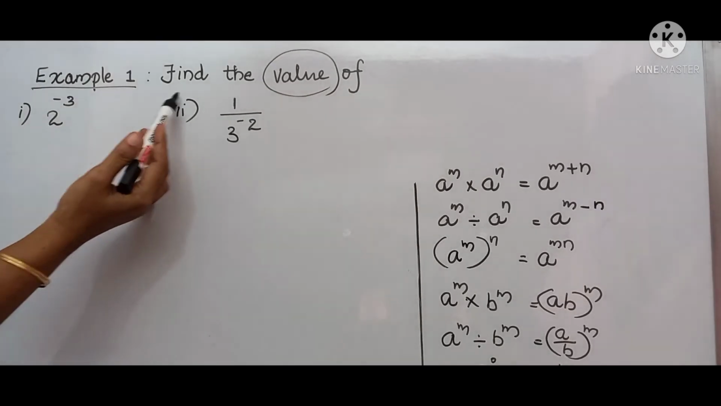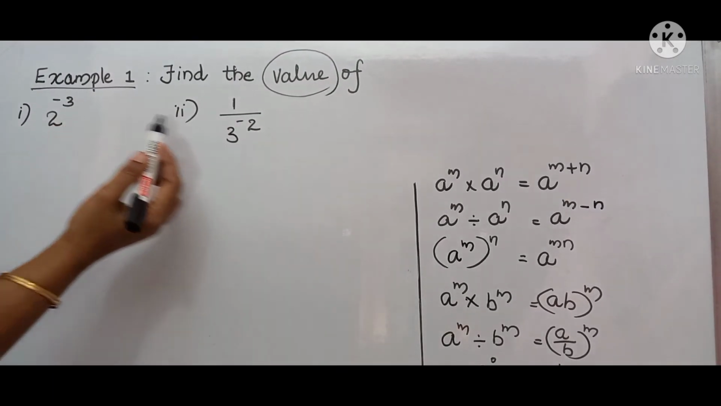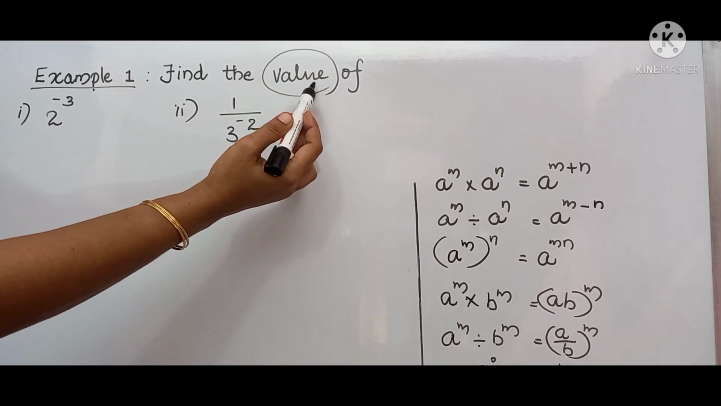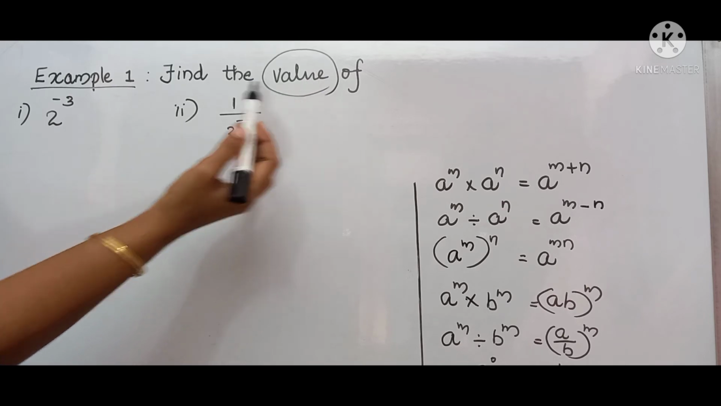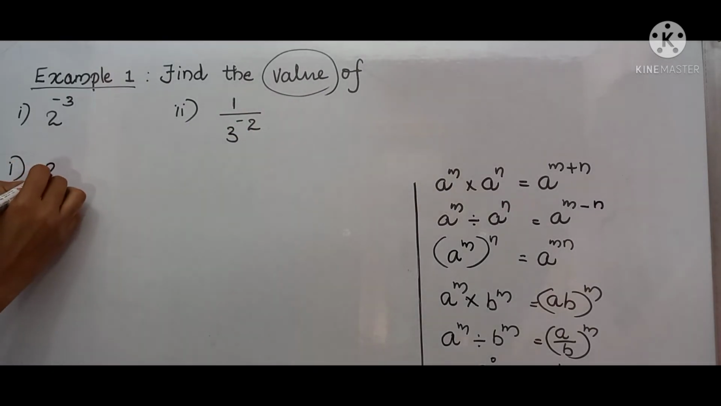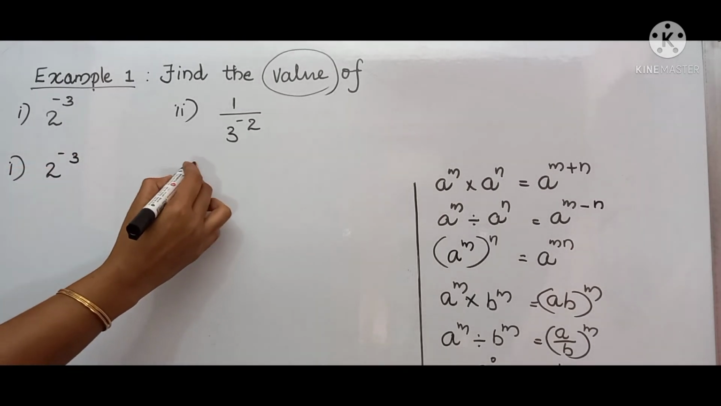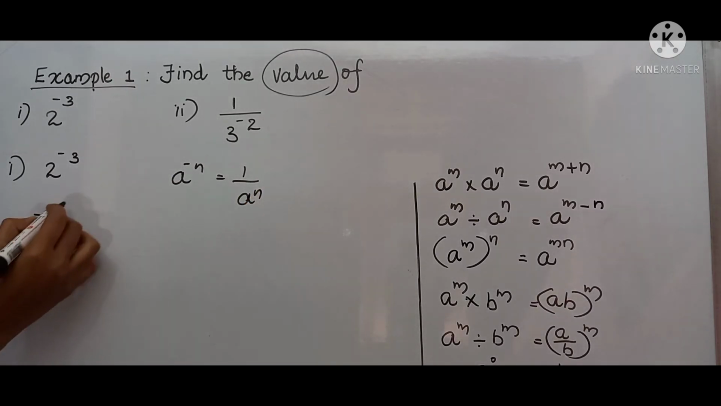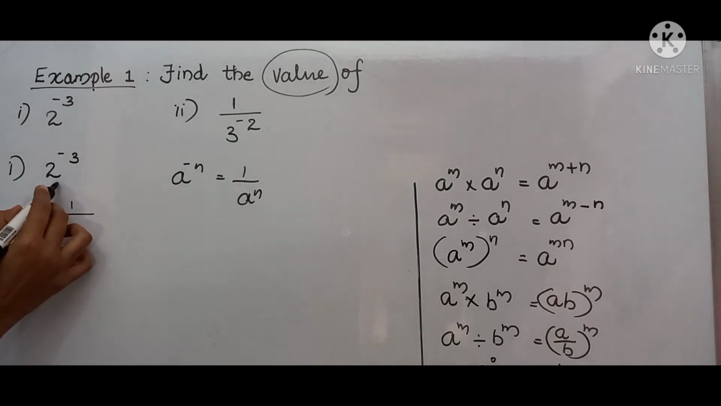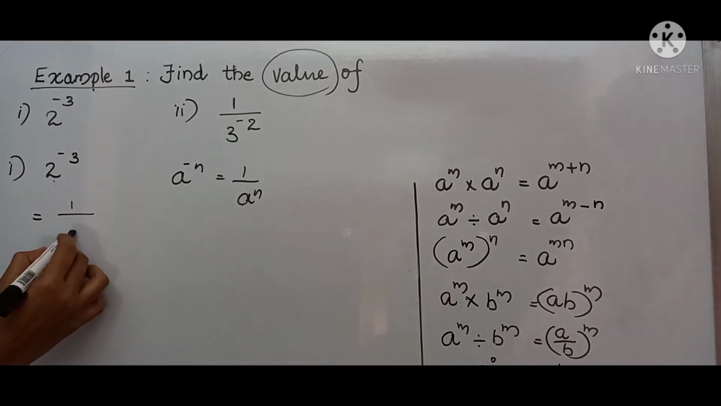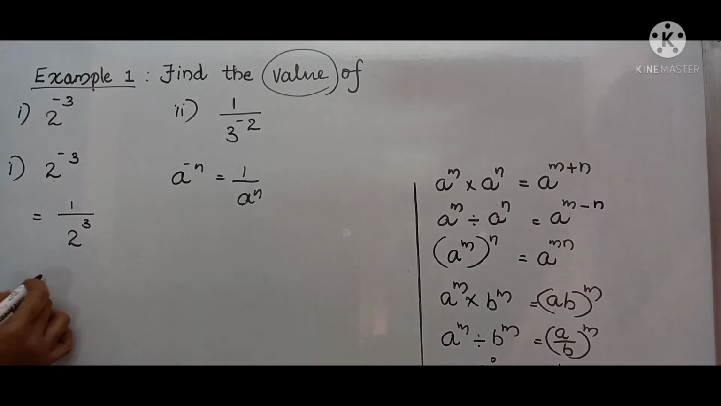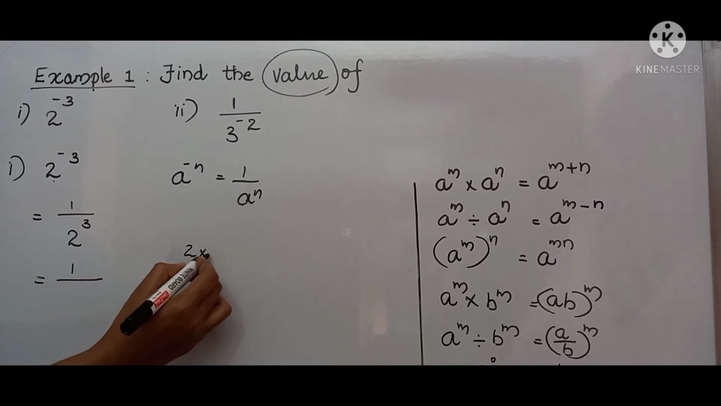Next we can do example 1. Find the value of 2 raised to minus 3, and the second one is 1 by 3 raised to minus 2. Here, find the value means the answer should not be in exponential form. The first one we can do very simply. It is 2 raised to minus 3, and we know a raised to minus n is equal to 1 by a raised to n. We studied this law. Applying that law, it becomes 1 by 2 raised to 3, where the base is 2 and n is 3. So 1 by 2 cube. We know 1 divided by 2 cube means 2 is multiplied 3 times: 2 into 2 into 2.